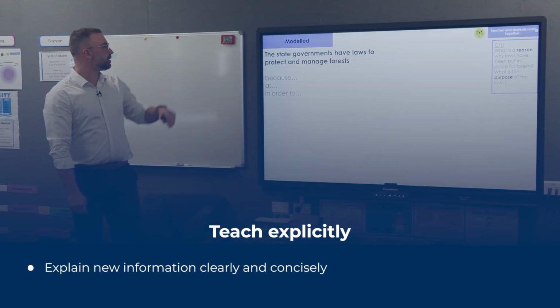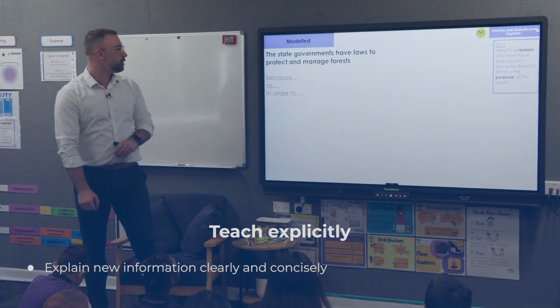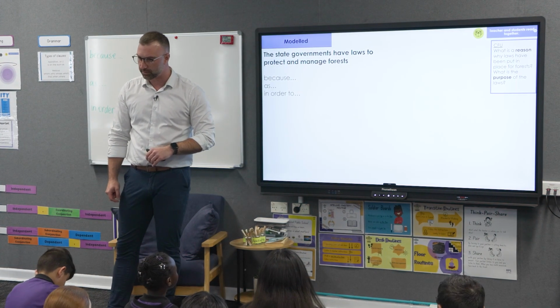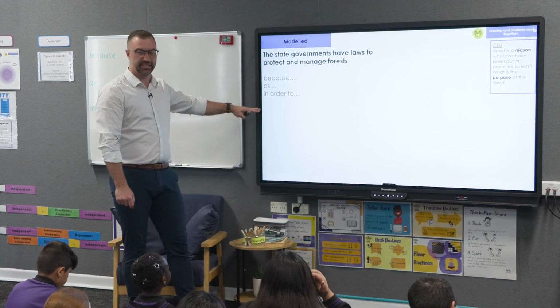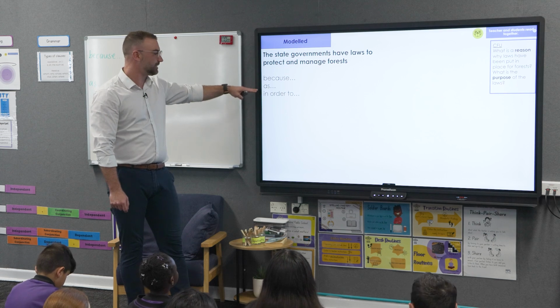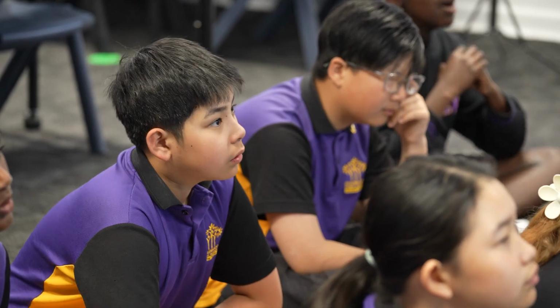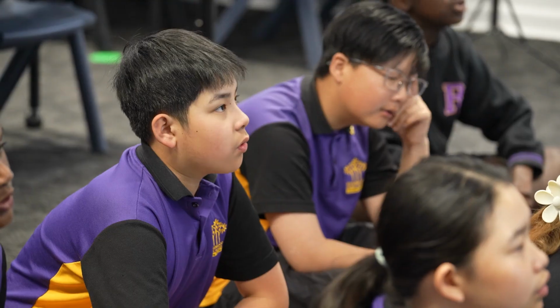All right, so here I have got my independent clause. Okay? And this independent clause says the state governments have laws to protect and manage forests. I've also got 3 conjunctions here. I've got because, as, in order to. What are my 3 conjunctions? Because, as, in order to.